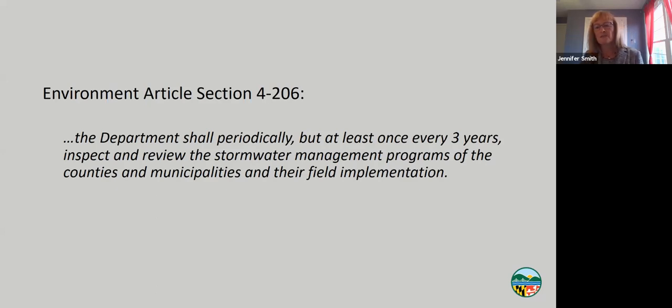So during the planning for this year's review of the Central Maryland counties, we were also discussing the many issues we are seeing in Maryland with small ponds and dams, both with design, construction, inspection, and maintenance. So we decided to focus this year's stormwater management program reviews on small pond issues and broaden the discussion statewide.